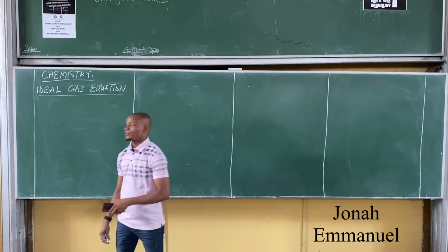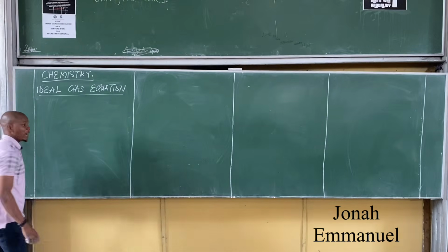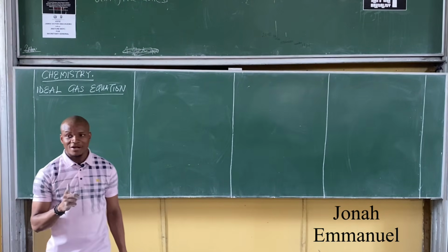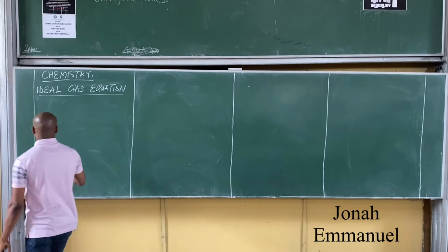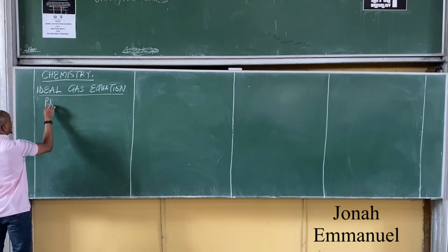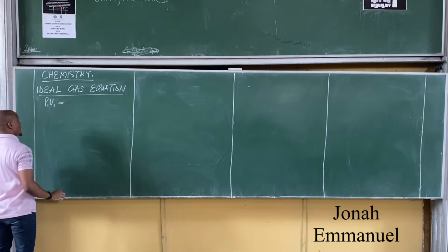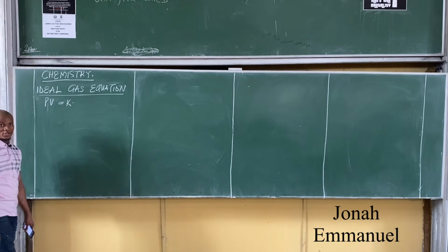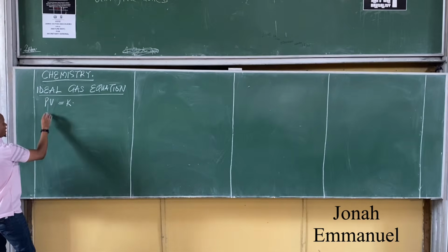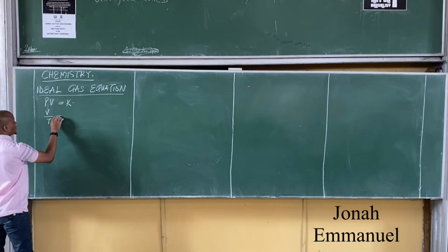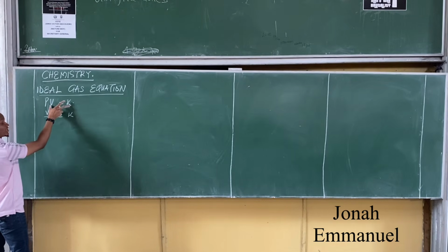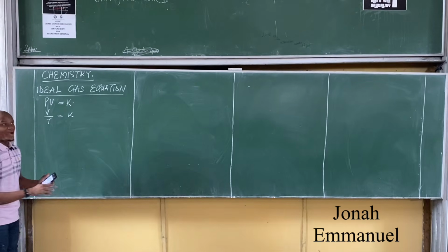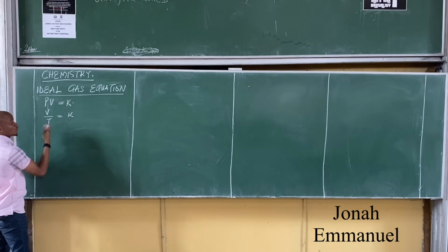So look at this, please. We said for the ideal gas law, I'm combining two laws, which are Boyle's law and Charles's law. For Boyle's law, we said PV is equal to what there? Constant. For Charles's law, V over T is equal to constant. For the ideal gas law, we are combining both of these.